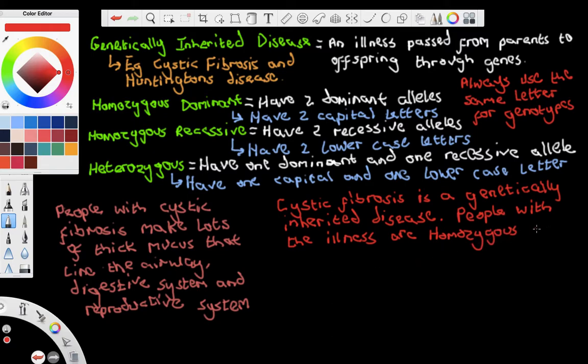Are homozygous recessive. Okay? So in order to have the illness, you must have 2 recessive alleles or 2 lowercase letters. For this reason, parents can be what we call carriers. Okay? Carriers. So that's our next key word. Carrier. Now, a carrier is a person who can pass on a genetically inherited disease without having the illness themselves.